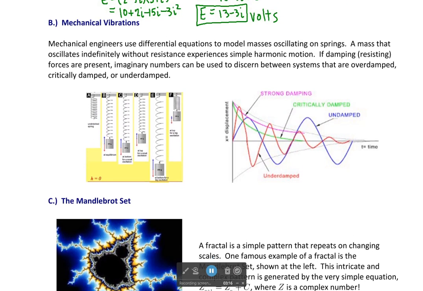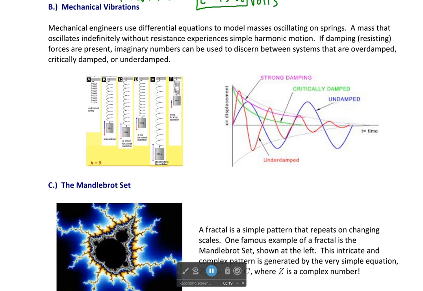Another interesting application of complex numbers is with mechanical vibrations. For those of you going on to take our calculus series all the way up through differential equations, you may end up studying this particular application. Mechanical engineers use differential equations to model masses oscillating on springs. So if I have a spring, it has a resting position or an equilibrium position, but if I hang a mass on that spring, it's going to stretch it beyond its equilibrium until it comes to a new resting position. So this is going to be the new equilibrium position for that mass.